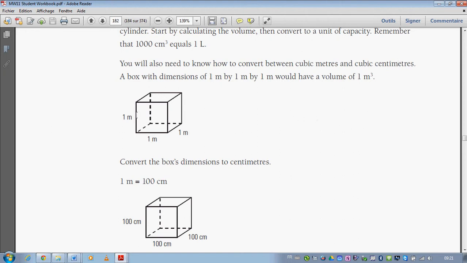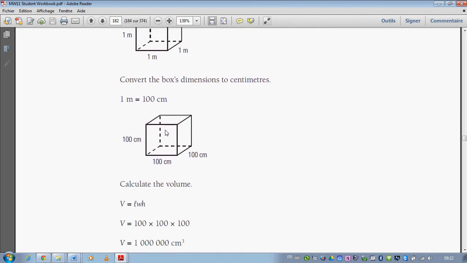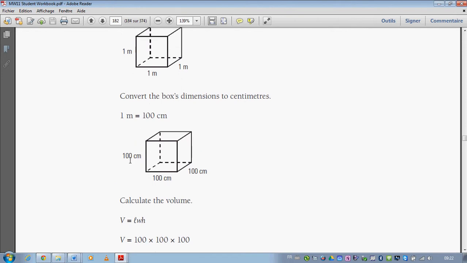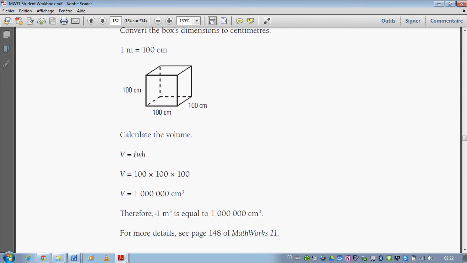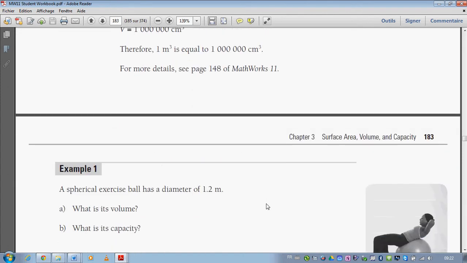And they actually do the example out for you. A box with dimensions 1 meter by 1 meter by 1 meter would have a volume of 1 meter cubed, because height times width times depth. However, for a box that is still 1 meter, except you write it out as centimeters, so instead of saying 1 meter, you've now got 100 centimeters. Well, 100 centimeters times 100 centimeters times 100 centimeters gives you 1 million centimeters cubed. And so your workbook tells you 1 meter cubed is equal to 1 million centimeters cubed.